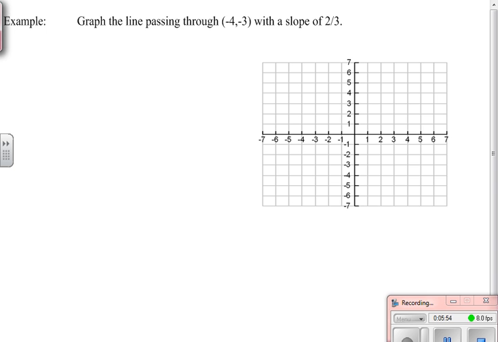This is the same sort of a problem. I'm going to go ahead and graph negative 4, 3. Start with a point. Now I'm going to count my slope off. I can go up 1, 2, right 1, 2, 3, or I can go down 1, 2, left 1, 2, 3. There, my line.